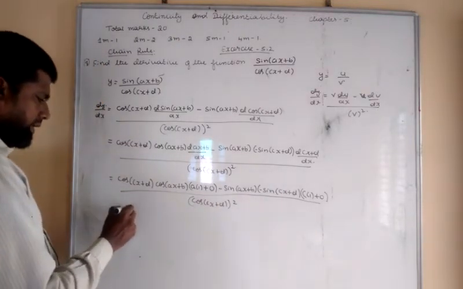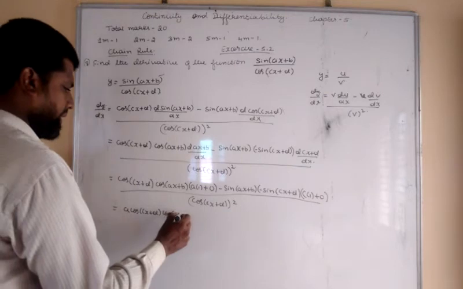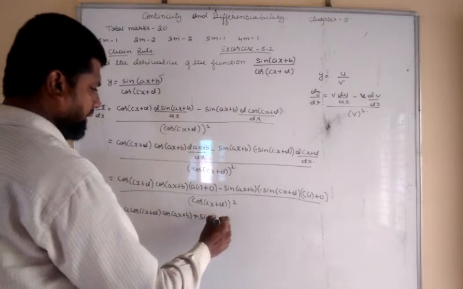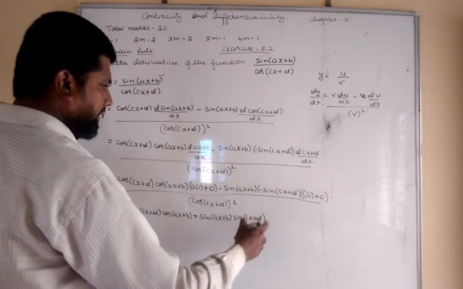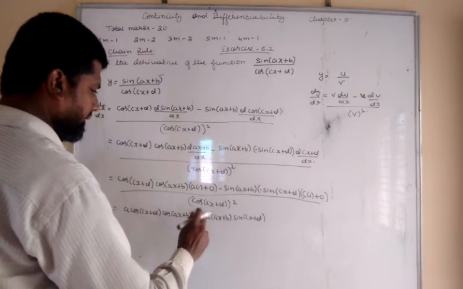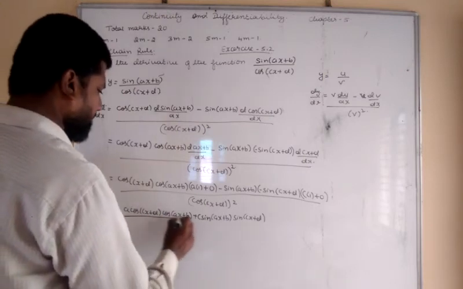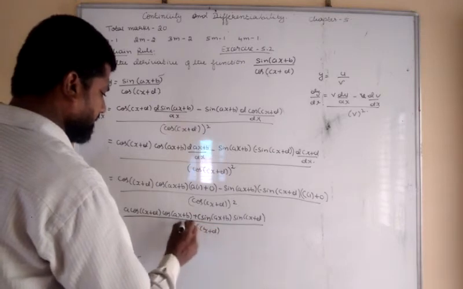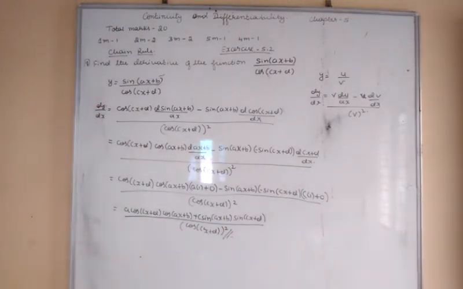Again, we can write a cos of cx plus d into cos of ax plus b, minus into minus plus sine of ax plus b into sine of cx plus d. So here c is common, let us put c here, c of sine ax plus b by cos of cx plus d whole square. Okay. Let us go for the next problem.